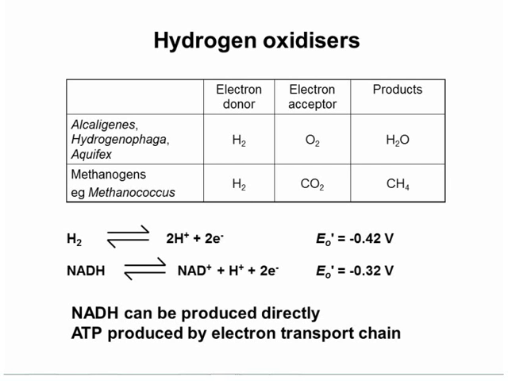The other bacteria that do this are methanogens. Now they can use molecular hydrogen as the electron donor, carbon dioxide as the electron acceptor. Now where do you find these two things together?